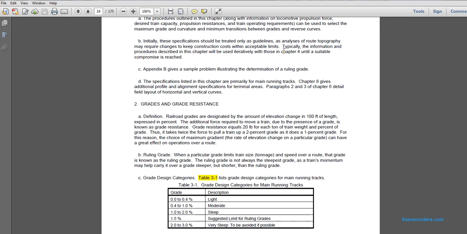Table 3.1 lists the design categories for the main running track. Table 3.1, grade design categories for main running track. 0.0 to 0.4 percent is a light grade. 0.4 to 1.0% is moderate. 1.0 to 2.0 is steep, with 1.5 suggested as the limiting running grade. 2 to 3 is very steep, to be avoided if possible.